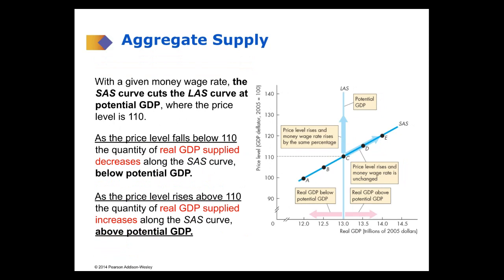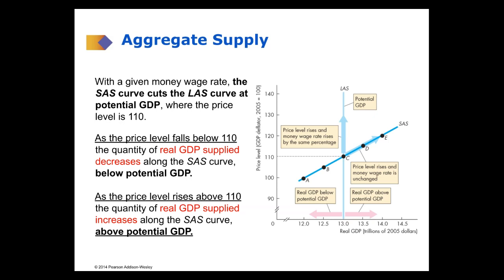So when the price level increases, the amount of short-run aggregate supply also increases. And when the price level decreases, the amount of short-run aggregate supply will decrease. Now, normally, the short-run aggregate supply curve will intersect the long-run aggregate supply curve at a certain price level. In this case, it's equal to 110 at point C. But if the price level falls, the amount of short-run aggregate supply decreases, and we're below potential GDP. These would be points A and B on the graph.